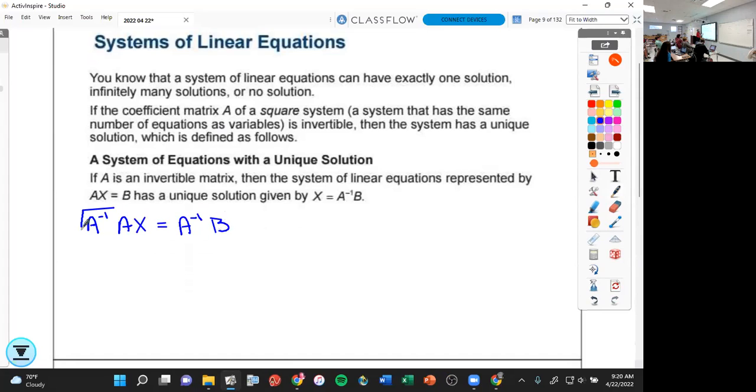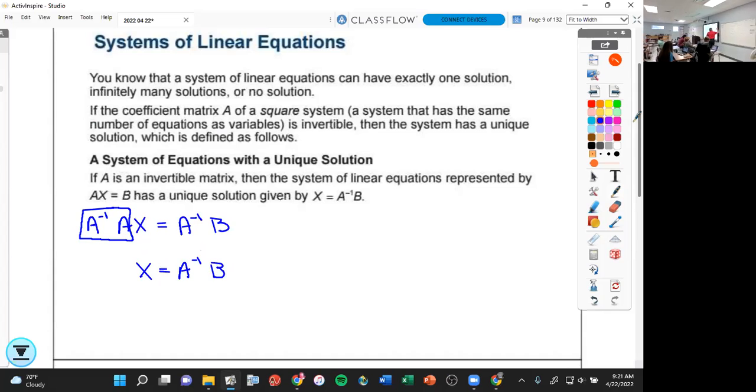And by definition, what is A inverse A going to equal? 1, or the identity matrix, right? So that's gone, leaving us with X equals A inverse B, which means if I can take a system of equations and write it in matrix form, find the inverse of the coefficient matrix, I can multiply both sides by that inverse, and it gives me the answer.